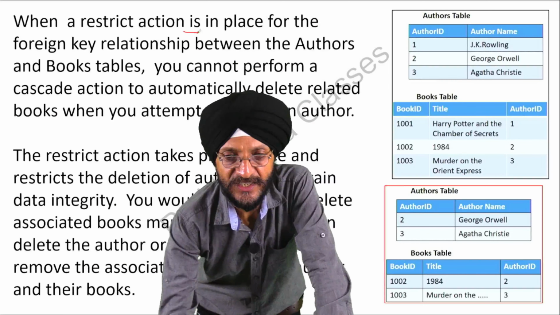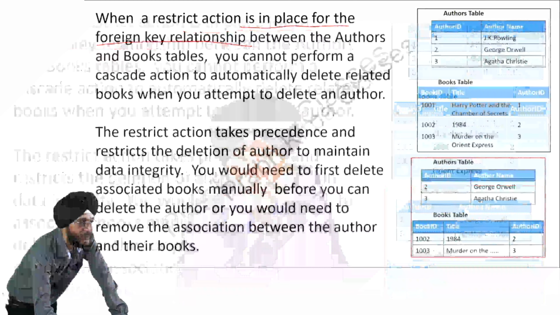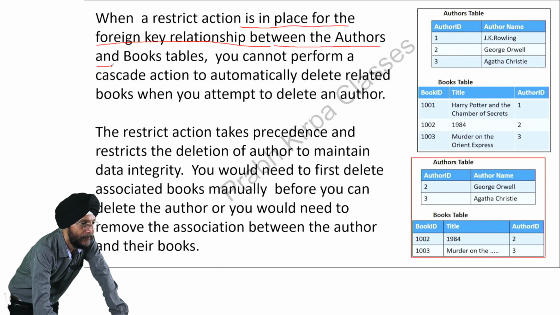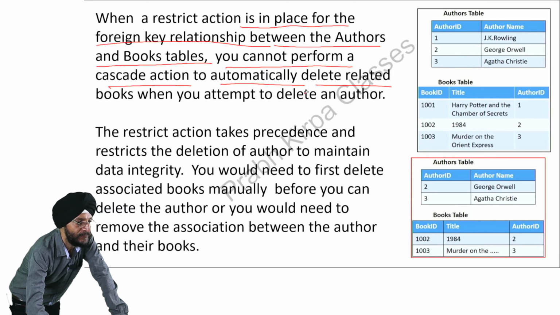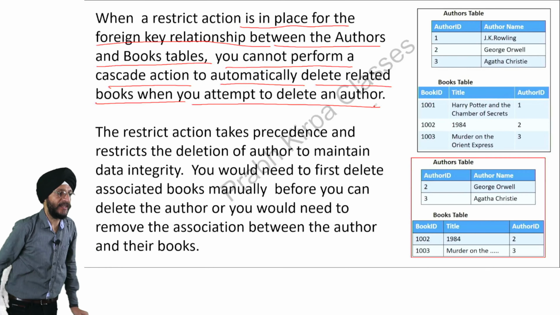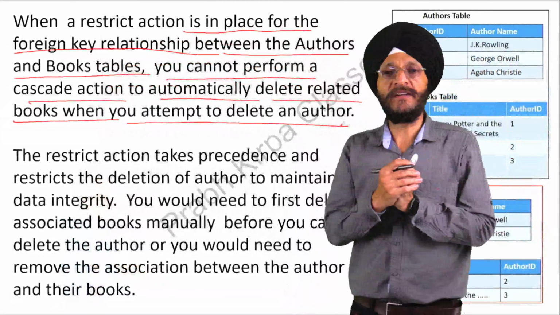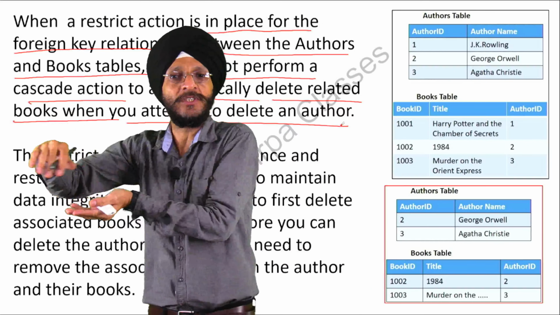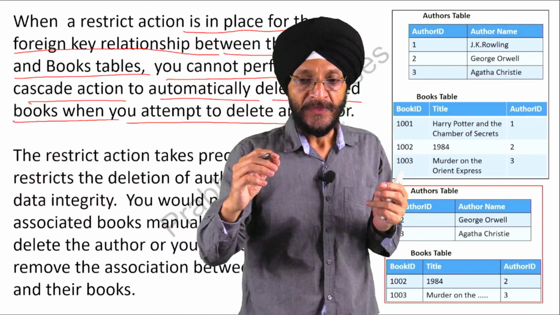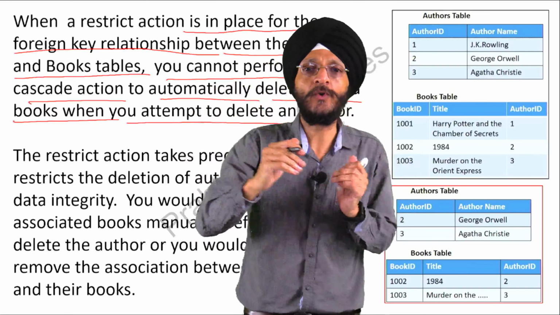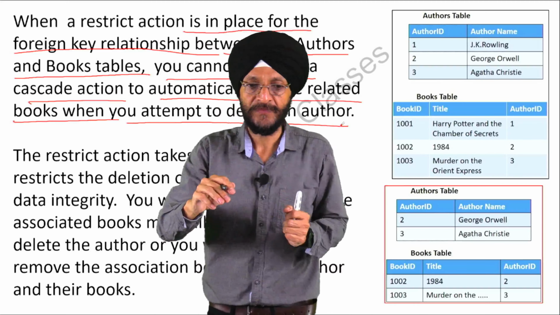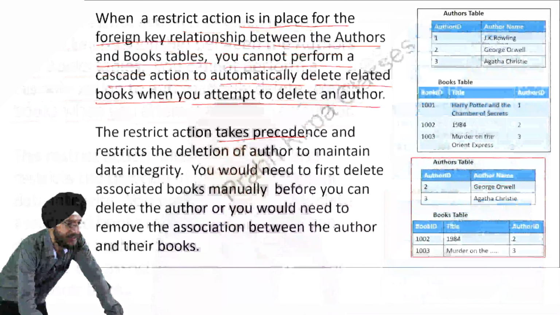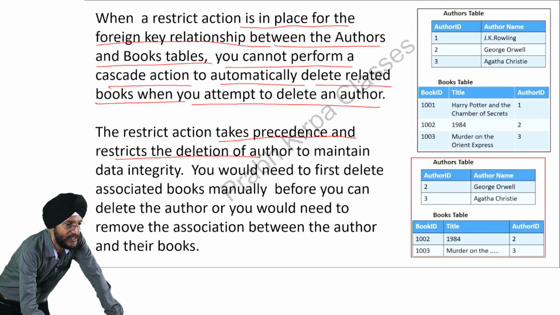When a restrict action is in place for the foreign key relationship between the authors and books table, you cannot perform a cascade action to automatically delete related books when you attempt to delete an author. In the cascade action, we had learnt that if we delete the author ID, the books which are to his credit in the books table will automatically stand deleted. But if the restrict action is in place, we cannot do the same. The system will not allow the same. The restrict action takes precedence and restricts the deletion of author to maintain data integrity.